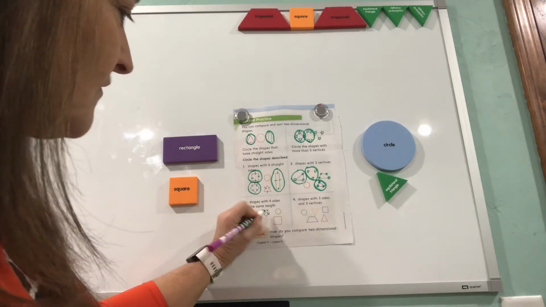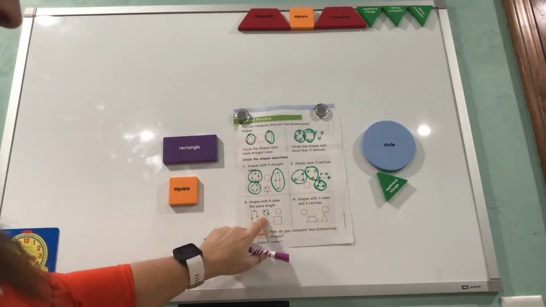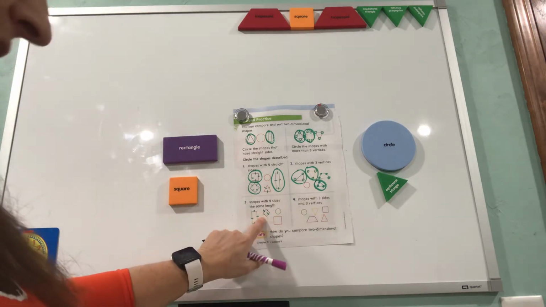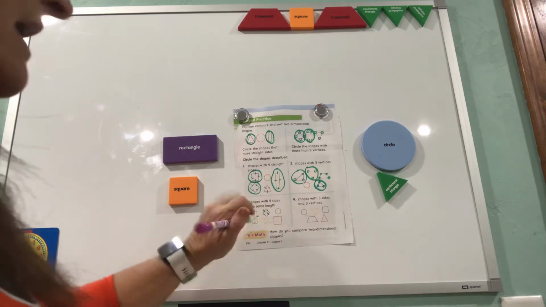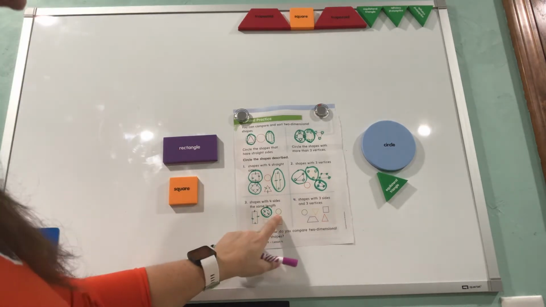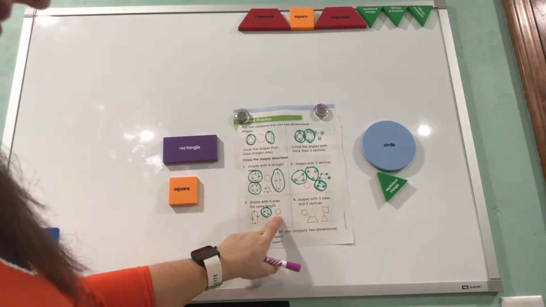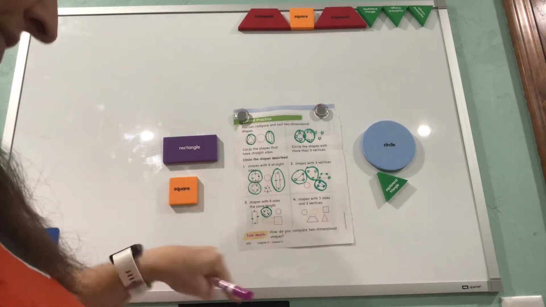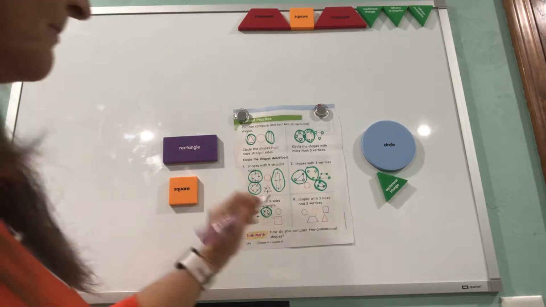1, 2, 3, 4. 4 sides. When I look at this one here, are they all the same length? Yeah, so I'm going to circle that one. There's my circle again. And remember, my circle doesn't have any sides. It's just a circular shape, so I'm not going to circle it.